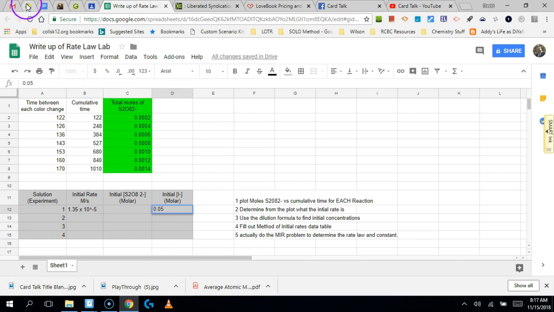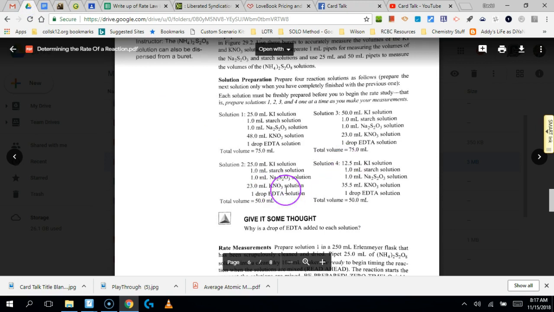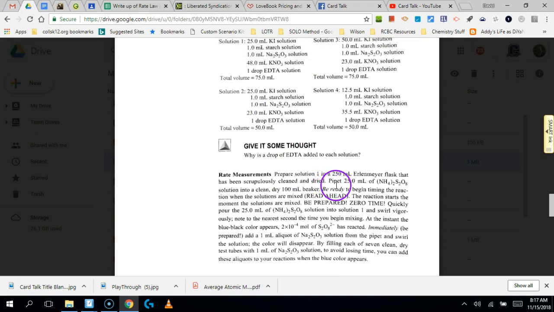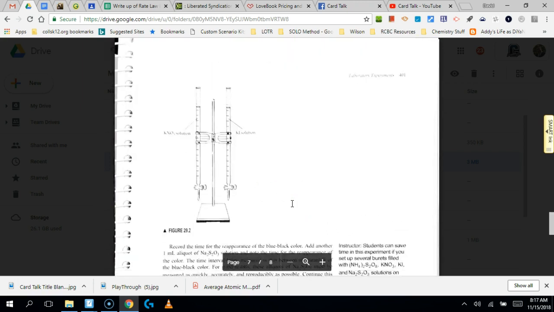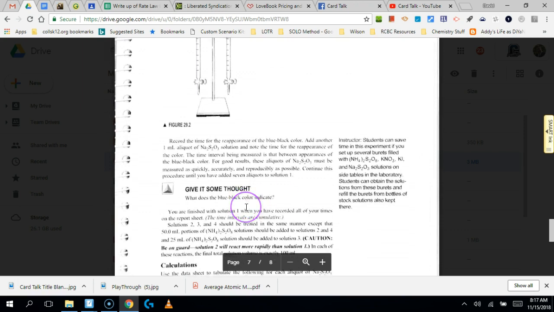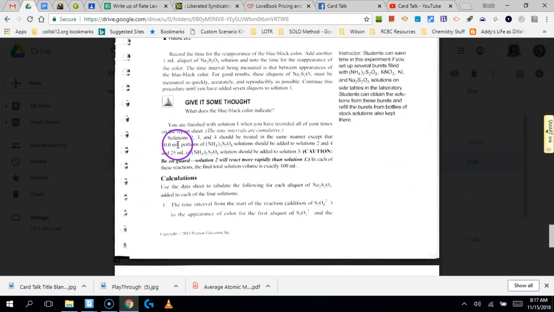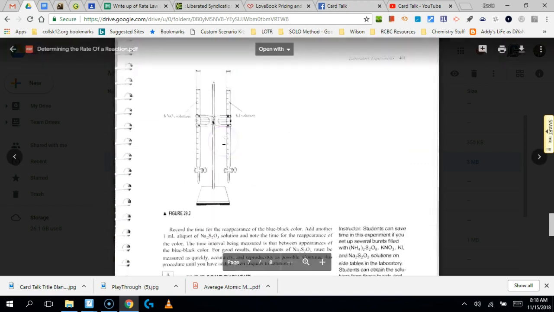And then we can do the same thing for peroxysulfate. Peroxysulfate in experiment 1, look right down here, 25 milliliters. Okay, and that changes for each experiment, right? And so look down here, it says it should be treated the same manner, except that 50 milliliter portions of solutions should be added. Okay, so we have to make sure that you read all of this.